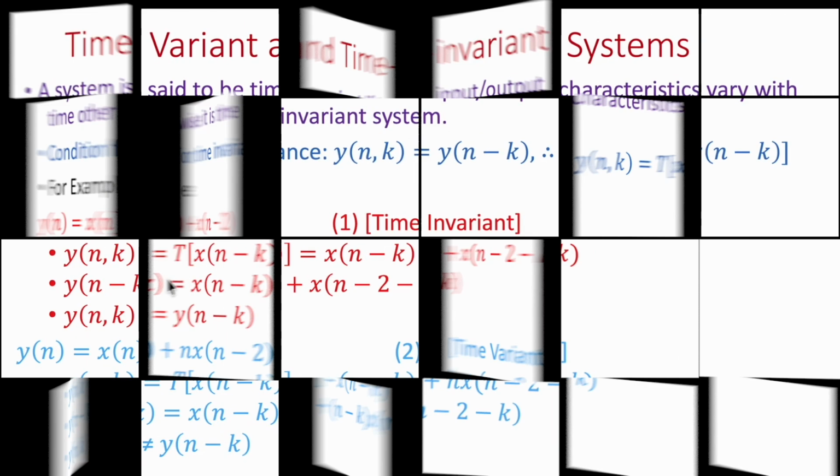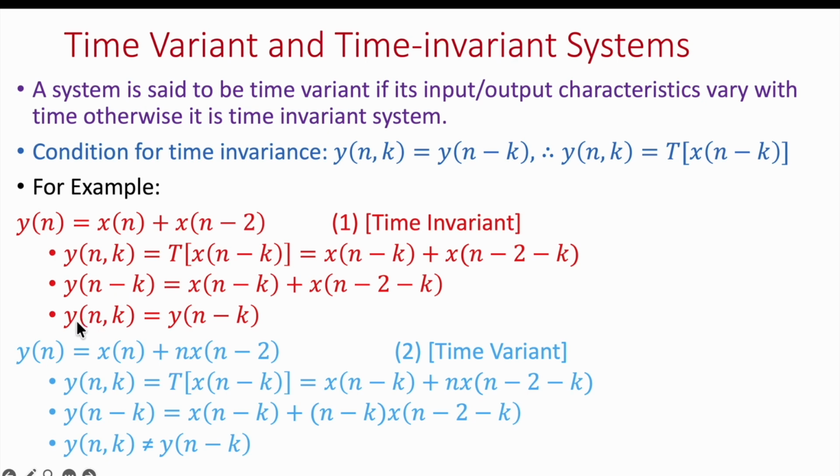So we can say that if the right sides are equal, then the left sides should be equal as well, like y(n, k), which is equal to y(n minus k). So this fulfills the condition of time invariance. That is why we can say that the system is a time invariant system.